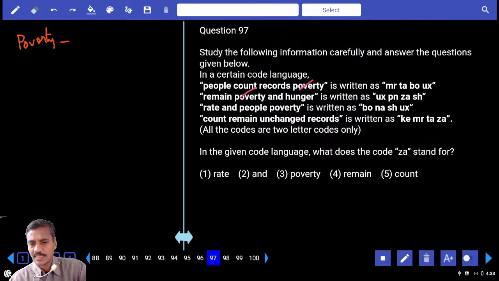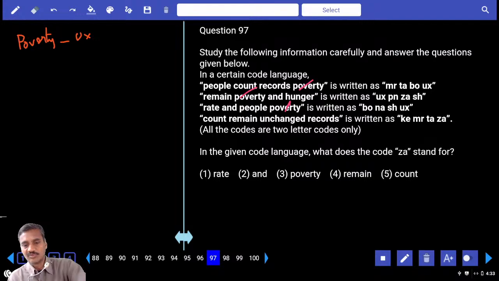My UX, you know. And people count records poverty, and people count records for, and UX. Poverty is there in all these 3. Which is common here? UX is common. So poverty is UX.